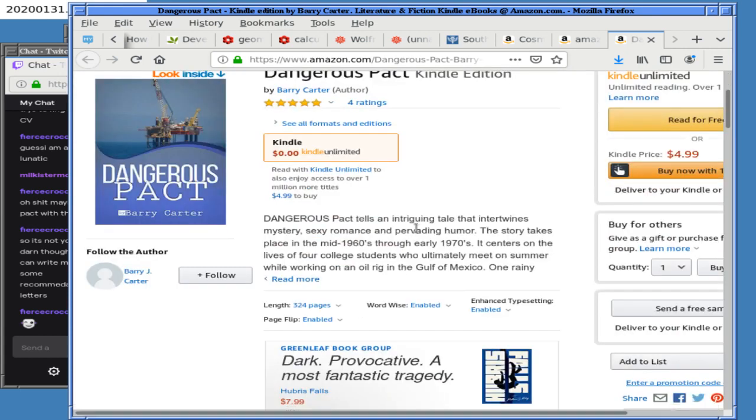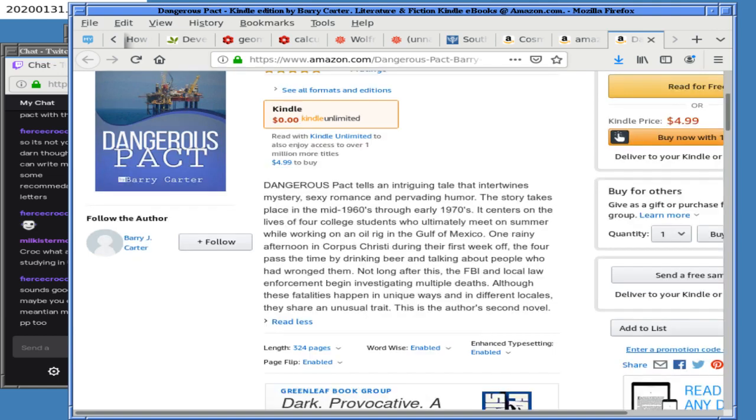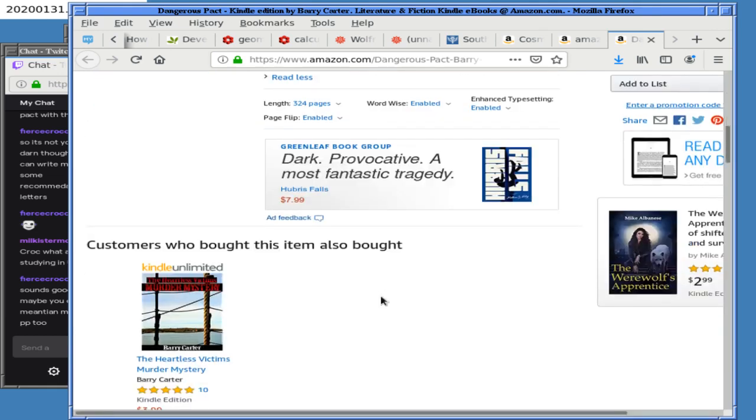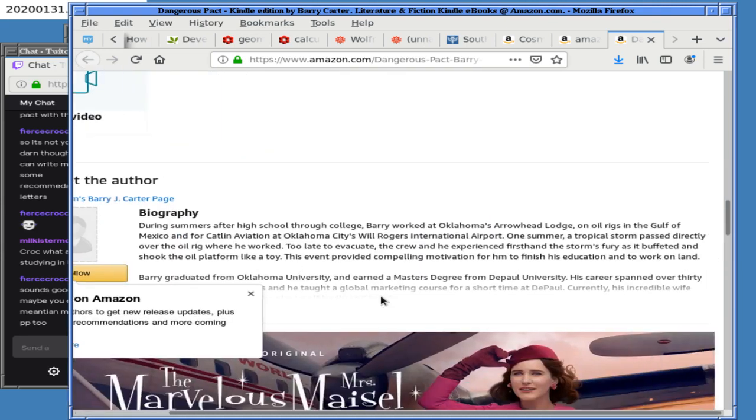Dangerous Pack tells an intriguing tale that intertwines mystery, sexy romance, and pervading humor. I was around during that time. It centers on lives of four college students who ultimately meet... Wait a minute. One rainy, I was there. Corpus Christi. Time drinking have wronged them not long after this. Multiple deaths. Uh-oh. Crap. It's about me. So this guy, clearly, this is a story about him.